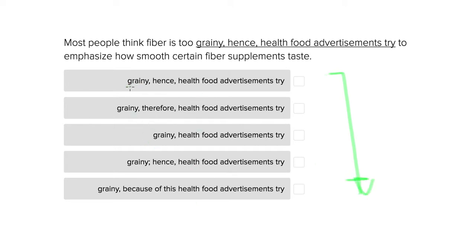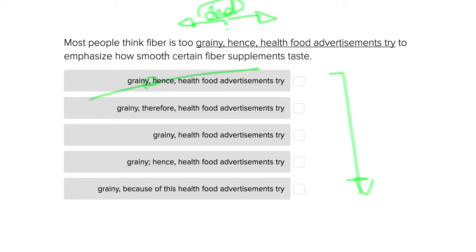So grainy, hence health food advertisements try. Well, the problem with this one is that if you consider this half of the sentence and this half of the sentence, this half can stand as a sentence all by itself, and this half can as well. The problem is that the only way that you can have that in a sentence and it not be a run-on is when you have the word and introduced. So we don't see and here. This sentence becomes a run-on. So we can't just have a comma here. So that doesn't make sense. Let's move on to the next example.